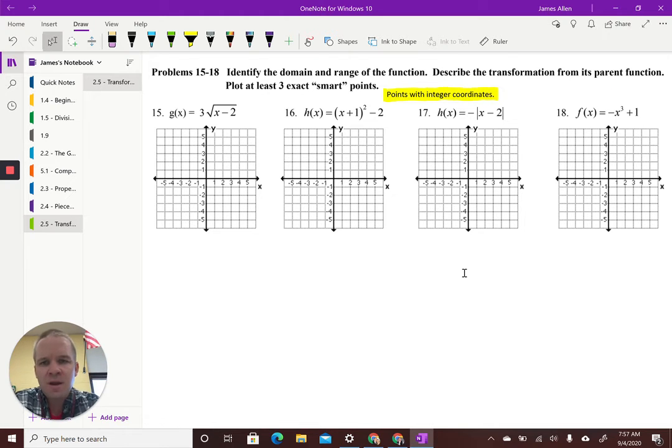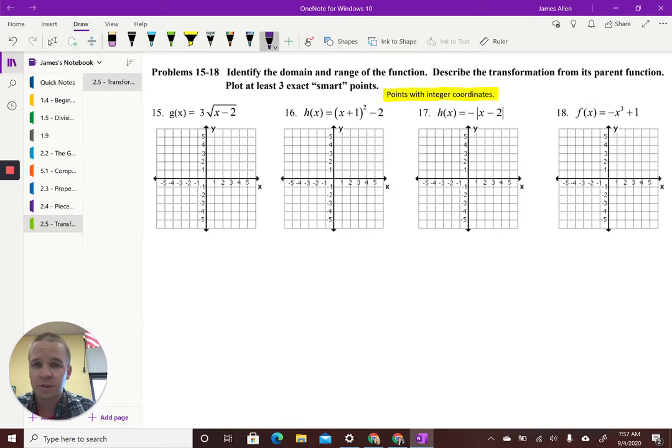All right, for this problem here, we've got to identify the domain and range of the function. We want to describe the transformation from its parent function and plot at least 3 exact smart points. And what we mean by that is points with integer coordinates. So x and y need to be integers, okay? I think that's just a nice way to graph things so you're not in between spots. We like having integers when we're graphing. Okay. Let's try number 15 here, and maybe one other one we'll see.